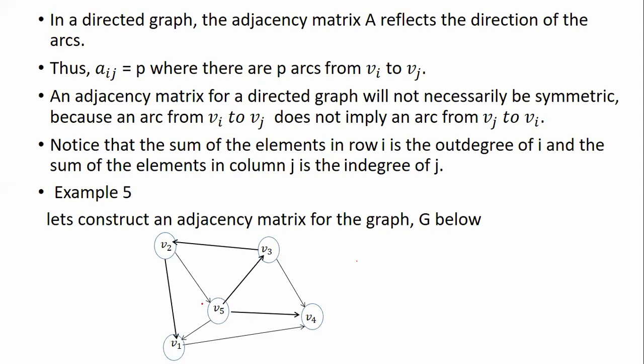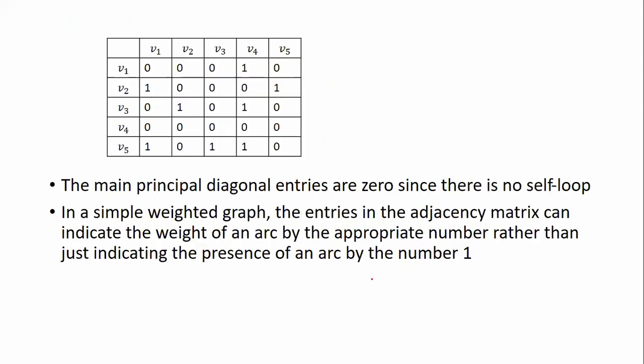So let's go to the last vertex, vein 5. Vein 5 to vein 1: 1. Vein 5 to vein 2: 0. To vein 3: 0. To vein 4: 1. To vein 5: 0. Good. So let's compare what you have gotten to what we have on this slide.